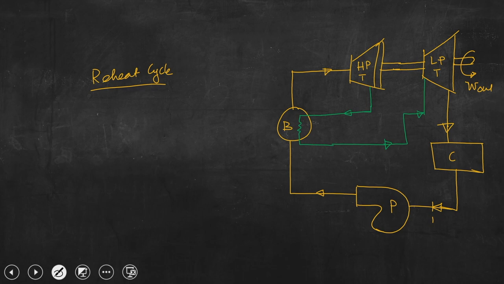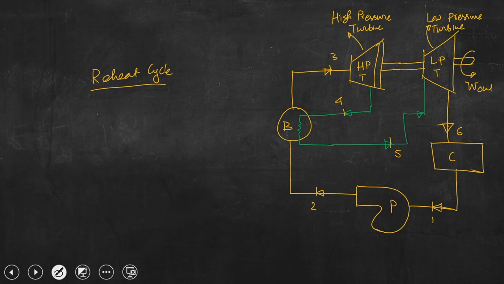Let us identify the states. This is 2, this is 3, 4, 5, then 6. So, let me write here, this is the high pressure turbine and this one is the low pressure turbine. Okay. So, you know that this is the concept.